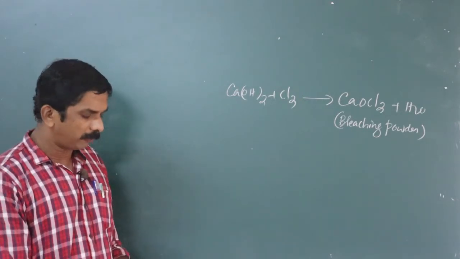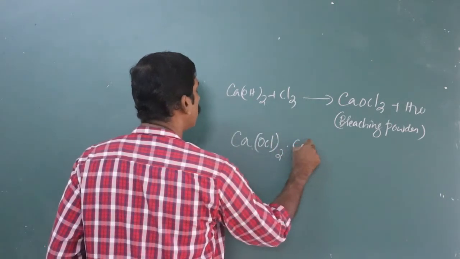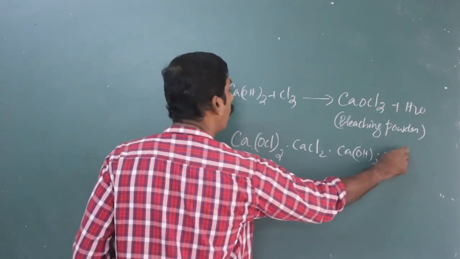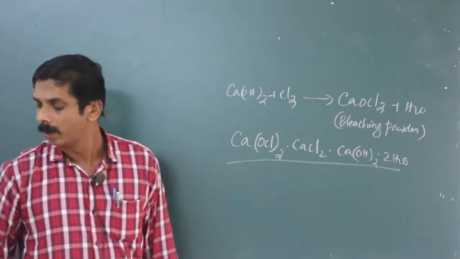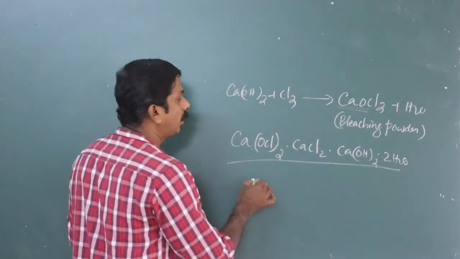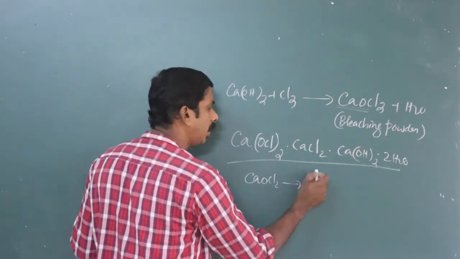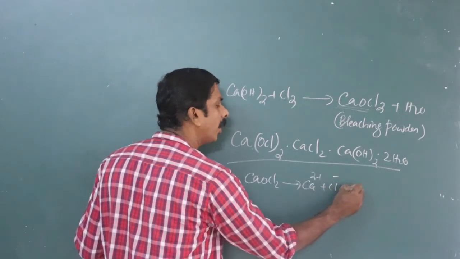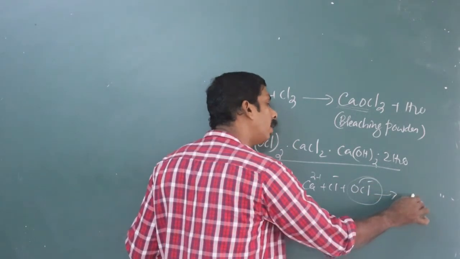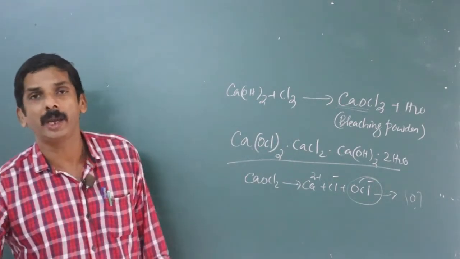The actual composition of bleaching powder is CaOCl2·CaCl2·Ca(OH)2·2H2O. For the time being, you just remember it as CaOCl2. And how does it act as a bleaching agent? CaOCl2 decomposes to give Ca2+, Cl minus and OCl minus. This OCl minus is called the hypochlorite ion, which releases nascent oxygen. Therefore, it acts as a bleaching agent.